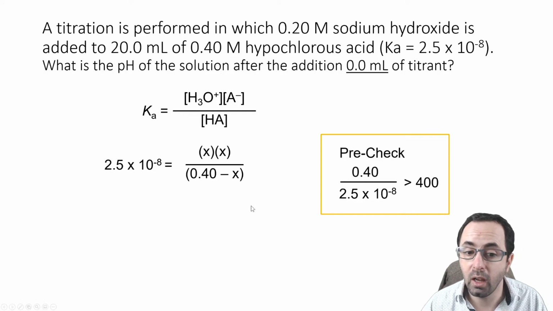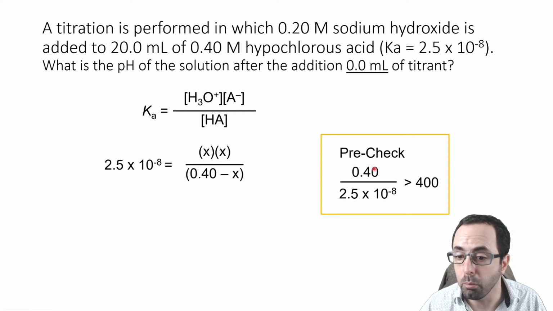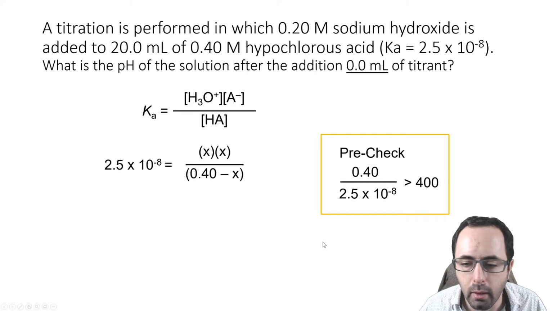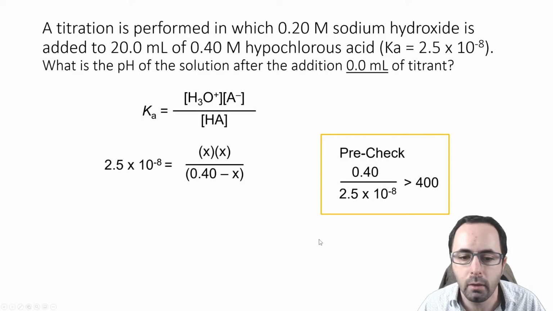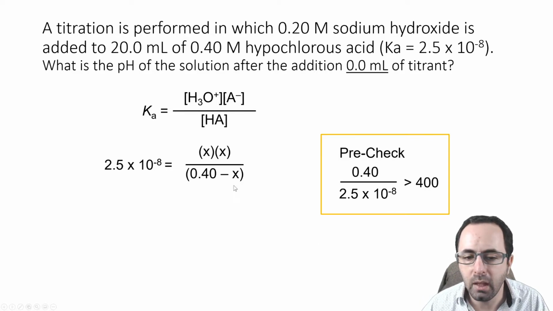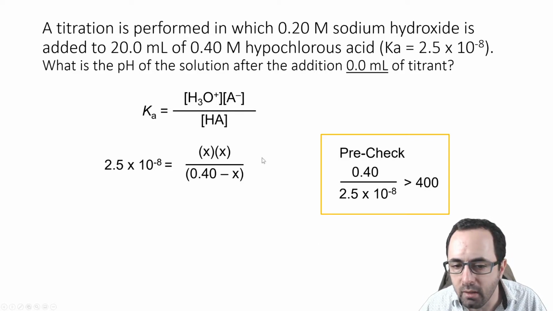If we do our pre-check, it's our initial concentration, 0.4, divided by 2.5 times 10 to the minus 8. Is this greater than 400? Oh yeah, way greater. I don't even need to take out a calculator to know that. And so that means that this top part is going to be x squared. The bottom part is going to be about 0.4.